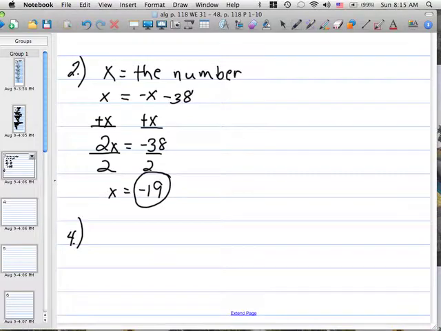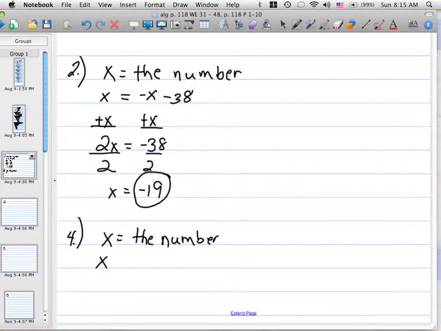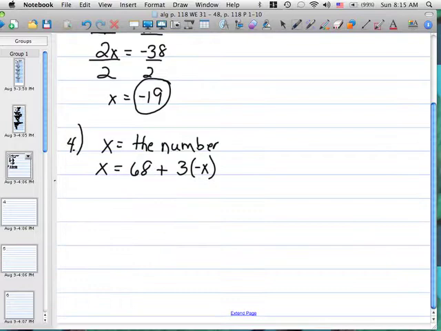Problem number 4, find a number that is 68 greater than 3 times its opposite. So our variable is x, it represents the number we're looking for. Translate the sentence, find a number, that's x, that is, equals 68 greater, 68 plus, 3 times its opposite, 3 times the opposite of x. So we have x equals 68 minus 3x, because 3 times the negative x is negative 3x.